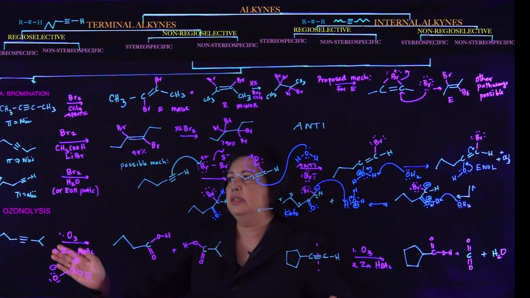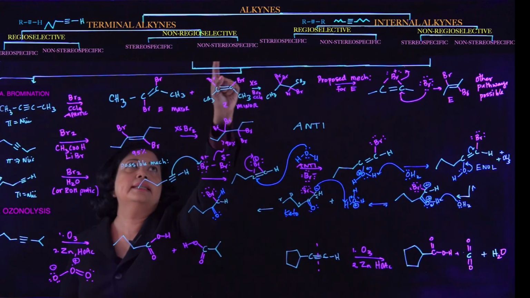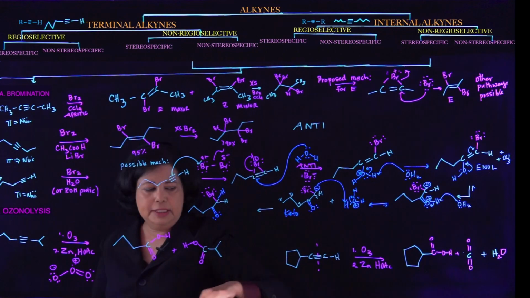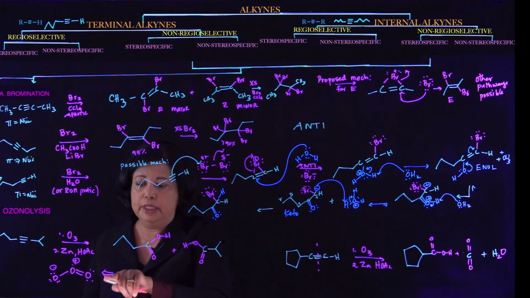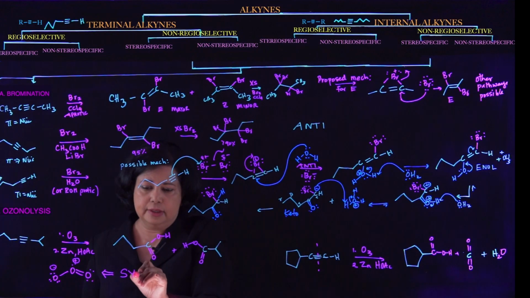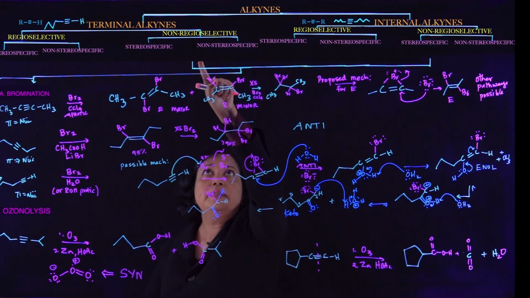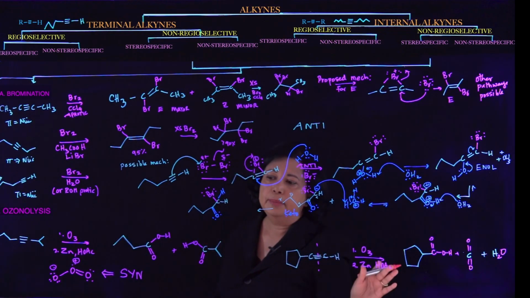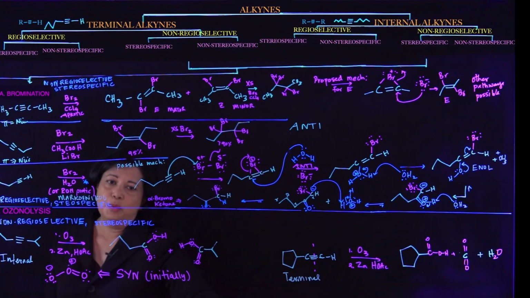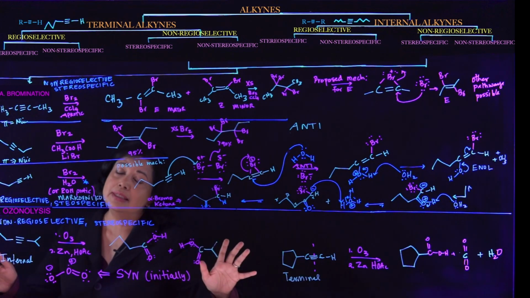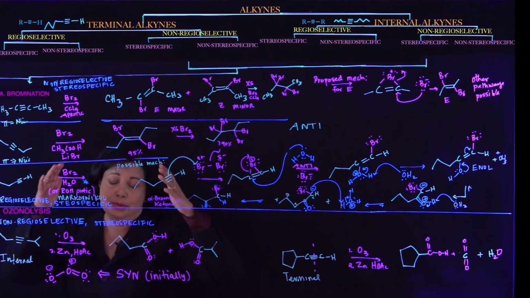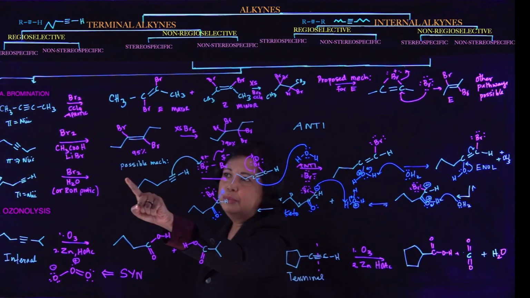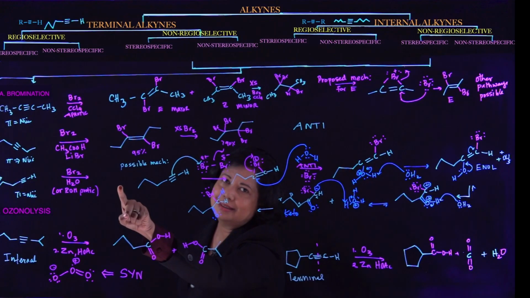So if you have an ozonolysis, you are going to get non-regioselective. However, it's going to be syn stereospecific at the beginning, just because of the way the geometry of the reagent is. It's going to only add syn. So it's stereospecific, but it's non-regioselective in both cases, whether it's terminal or internal. We didn't go over the mechanism of ozonolysis because that's really going to go over your heads. It's very complicated.